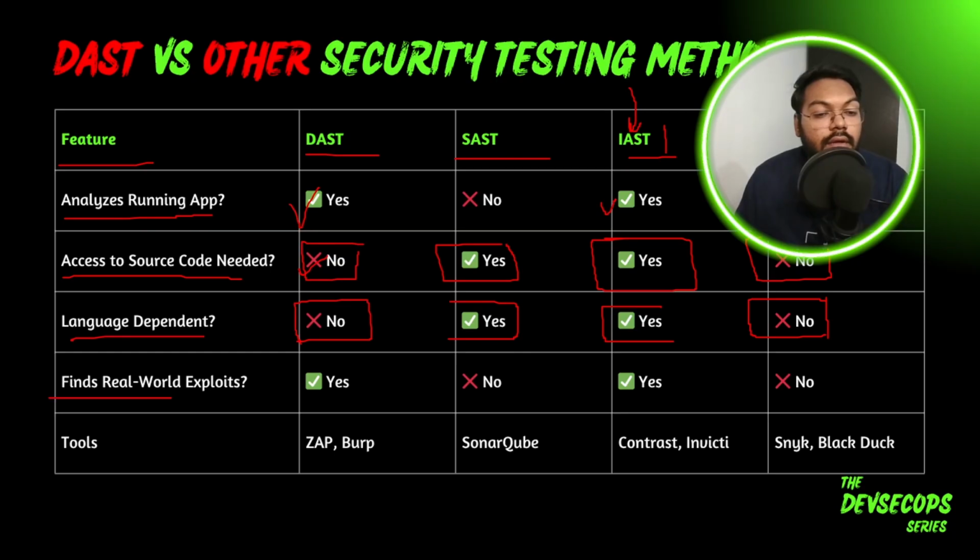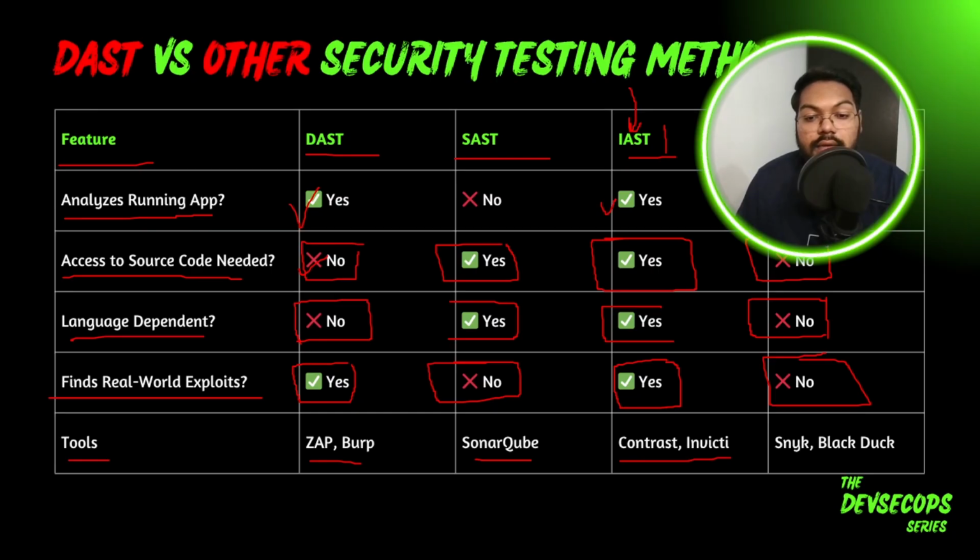Now next is finds real-world exploit. Yes, DAST is very helpful in finding that. SAST would not find anything. IAST would give us that, and SCA would not give us anything. What are the different tools? ZAP or Burp Suite for DAST, SonarQube for SAST, Contrast and Invicti for IAST, and for SCA it is Snyk, Black Duck, Dependency-Check, and other tools.